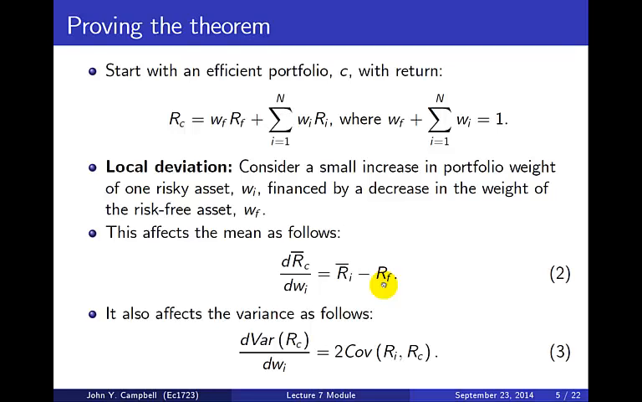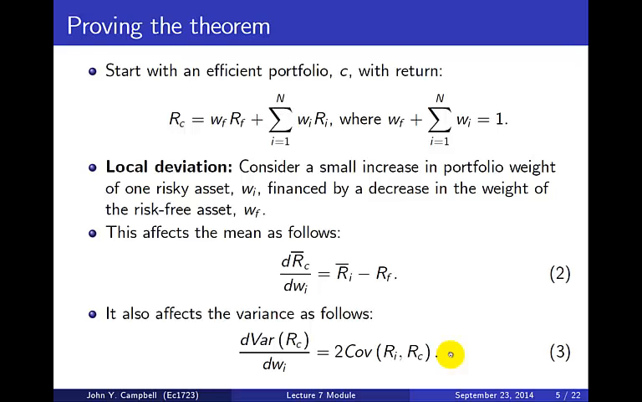All right, so that's the effect on the mean. What's the effect on the variance? Well, it turns out, and this is very important, that the change in variance generated by a small change in portfolio weight is twice the covariance of asset return I with the complete portfolio return.